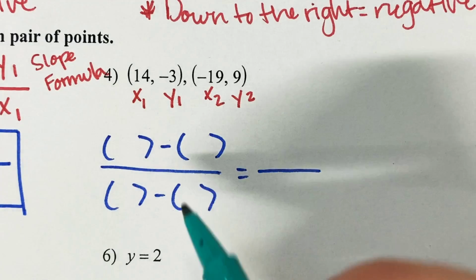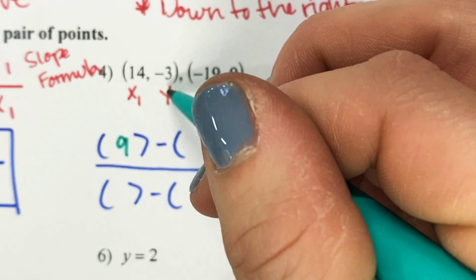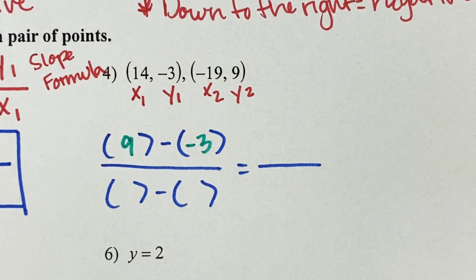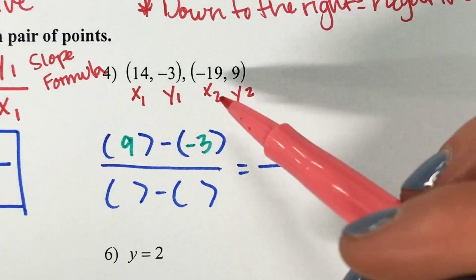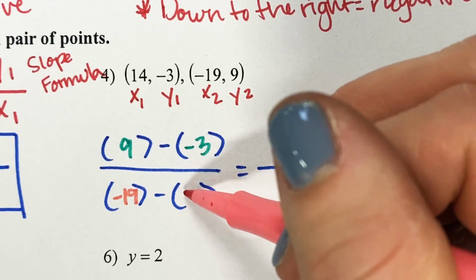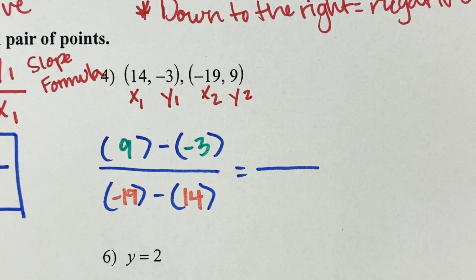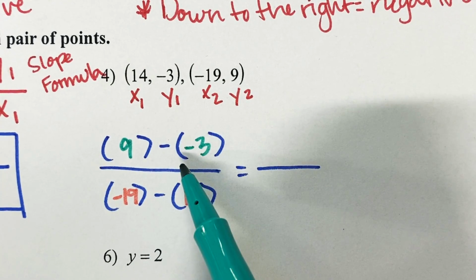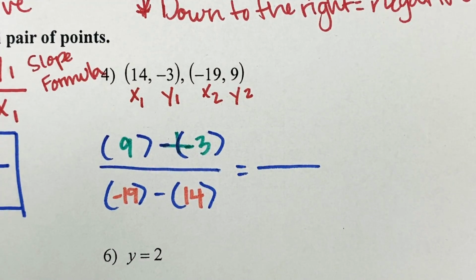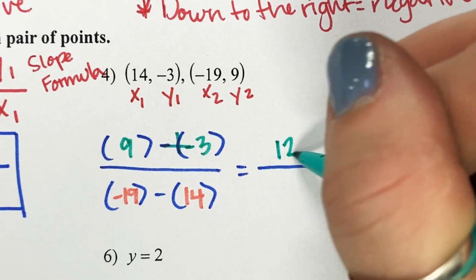So we have y2, which is 9, minus y1, which is negative 3. And on bottom, we have x2, which is negative 19, minus x1, which is 14. Okay, so let's solve for the top. 9 minus a negative. What happens to this double negative? It turns into a positive. So what is 9 plus 3? It's going to give me 12.